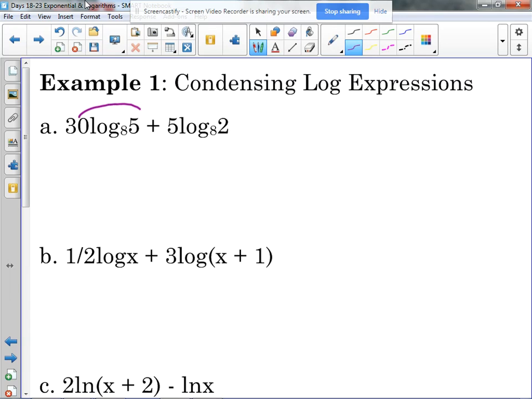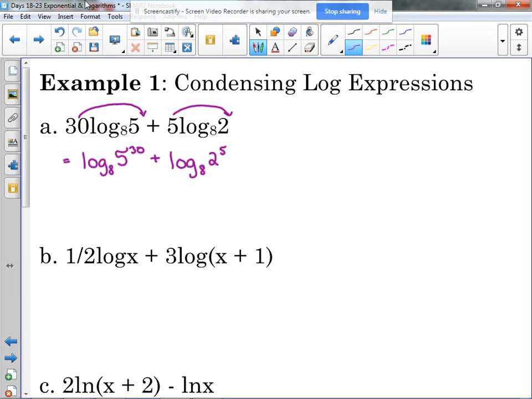So coefficients become exponents. I'm just going to express that with an arrow here. Now, we do not want to evaluate 5 to the 30th. It is a massively huge number, so we're just going to leave that. 2 to the 5th, not really that bad, but we're just going to leave it for the time being, because that's not our focus. Our focus is we're trying to condense this into a single log expression.